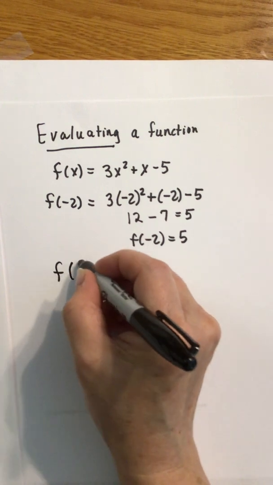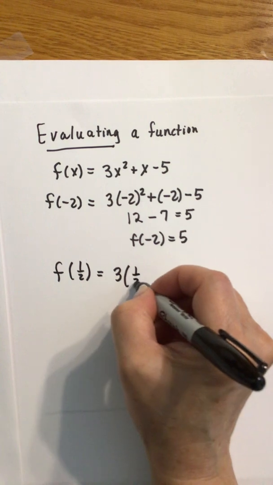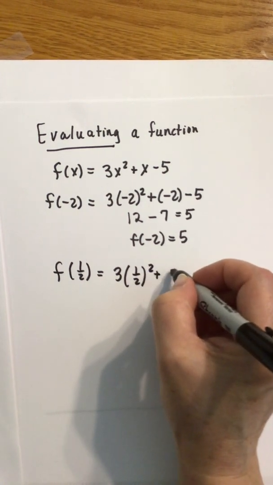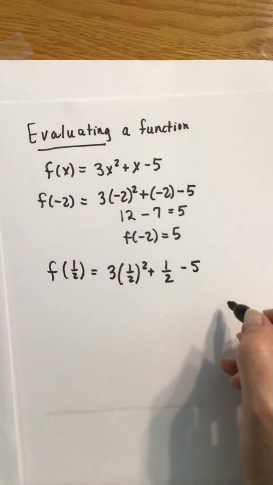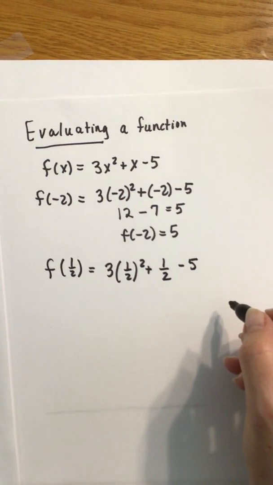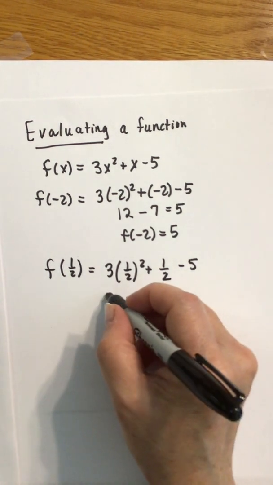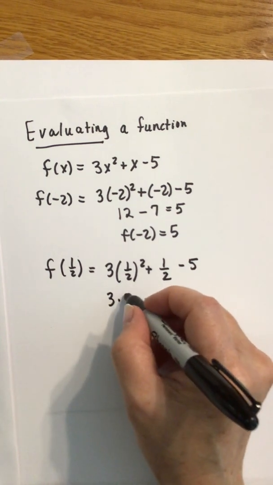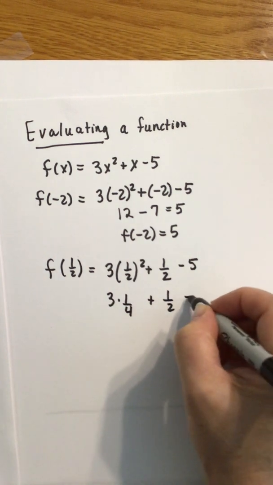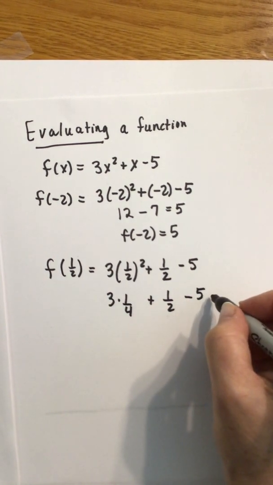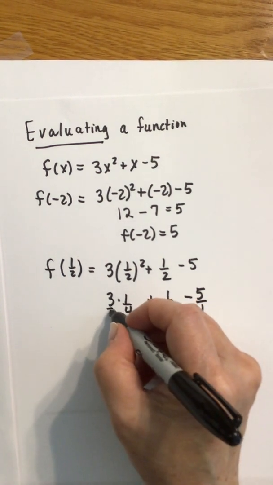F of 1/2. So we're going to have 3 times 1/2 squared plus 1/2 minus 5. On this one, we're going to put our heads together and figure out how we're going to do those fractions. So we're going to have 3 times 1/2 times 1/2, which is 1/4. So how do I make 5 into a fraction? I put it as 5 over 1, right? And over here we've got a 3 over 1.